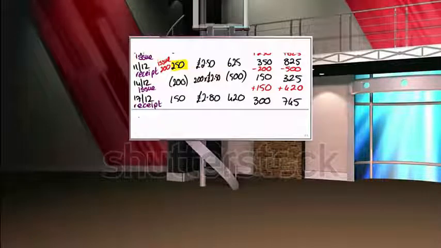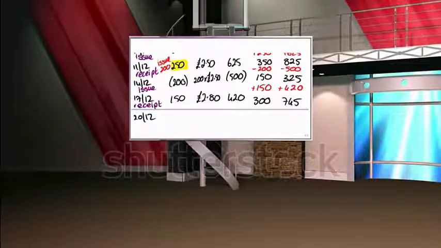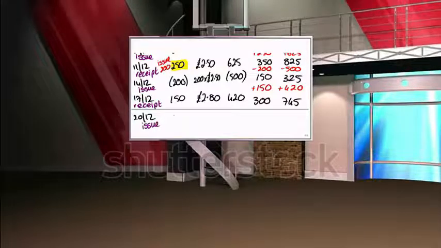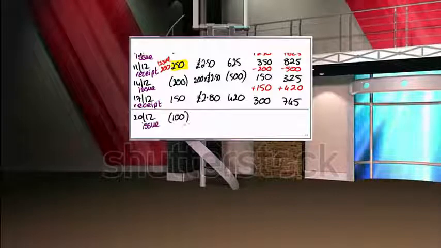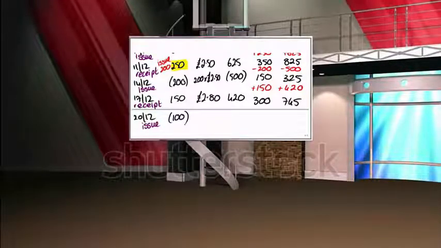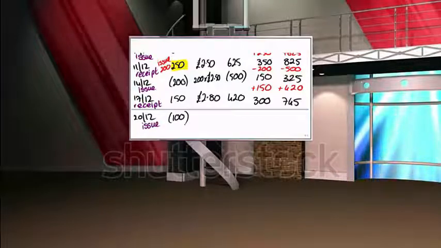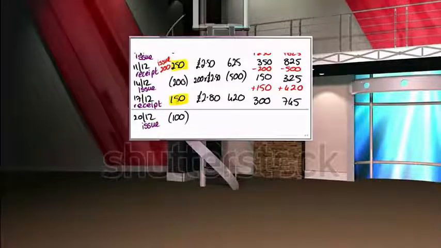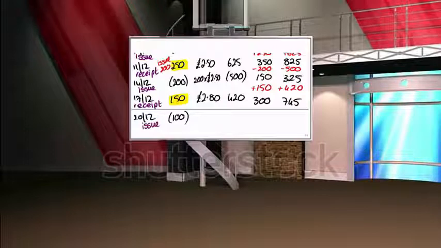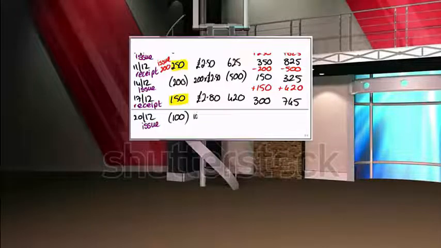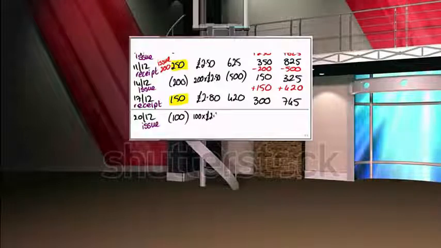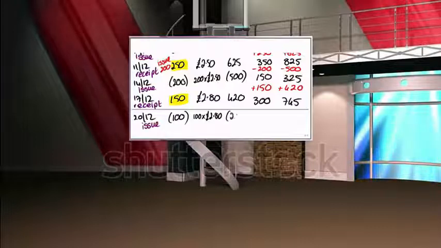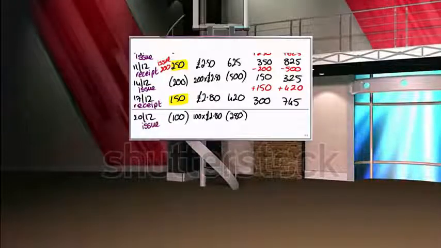Finally then, on the 20th of December, we have an issue of 100 units. So where are we going to take this issue from? Well, our most recently purchased units were the 150 we purchased on the 17th of December. So these are the ones we are going to use for our issue. So we have 100 units with a unit value of 280 each. So the total issue value is 280.